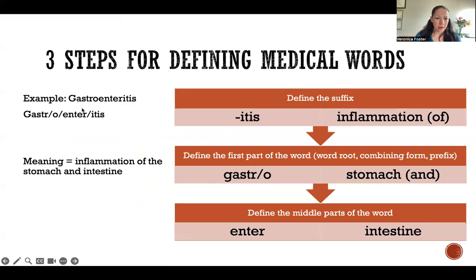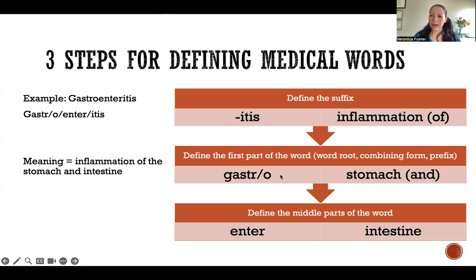If we take the example gastroenteritis and we want to break that down, we'll start with itis, the suffix, which means inflammation of. Then the next step is we'll define the first part of the word. The first part of the word could be a prefix, or it could start with a word root or combining form. In our example here, the word root that it begins with is gaster, and we add the O, and that makes it gastro, which is, in this case, the combining form. And remember, we always add the O after the word root if the next portion of the term starts with a consonant.